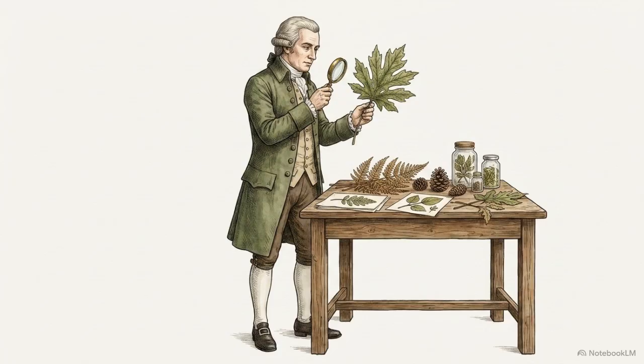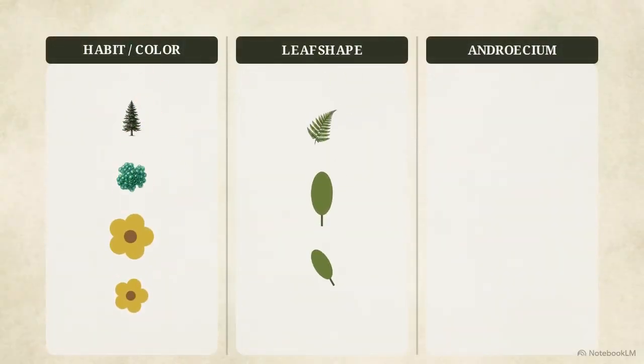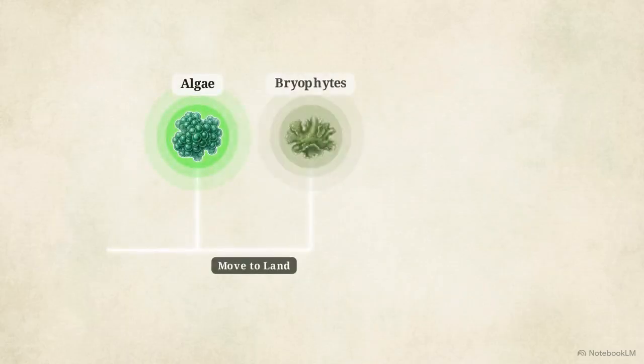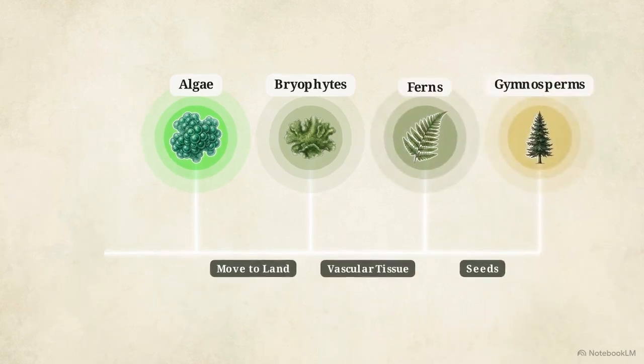tree. Early classification systems, such as the one used by Linnaeus, categorized plants by gross superficial traits. They grouped species by their habit, color, and the number or shape of their leaves, or even the structure of the androecium. Modern phylogenetic taxonomy looks past these surface characteristics. It reorganizes the plant kingdom based on ancestral relationships and the specific evolutionary solutions organisms develop to survive.